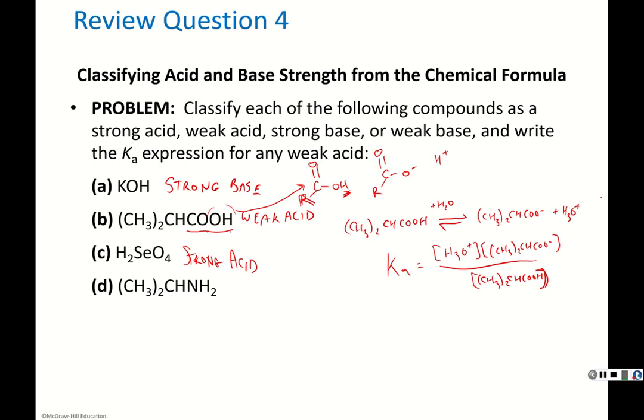And then finally, we have a weak base at the end. This is a weak base because of that NH2 group there in that organic molecule, those nitrogen groups make weak bases.